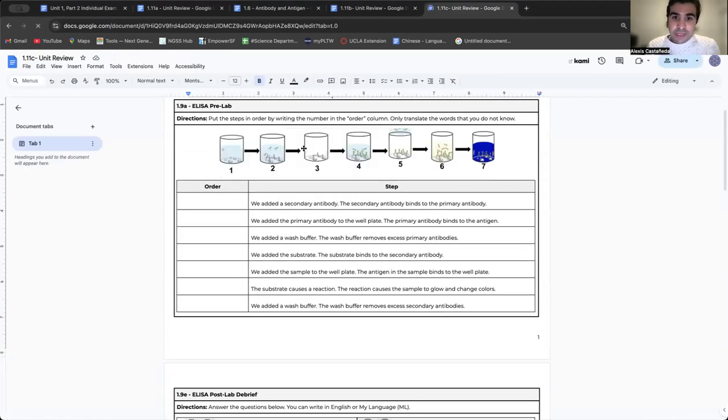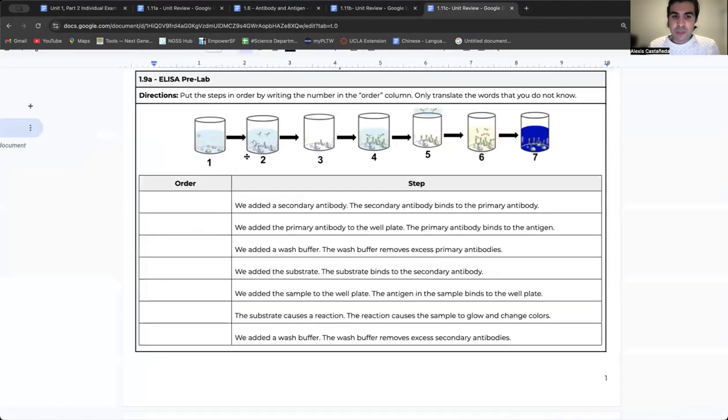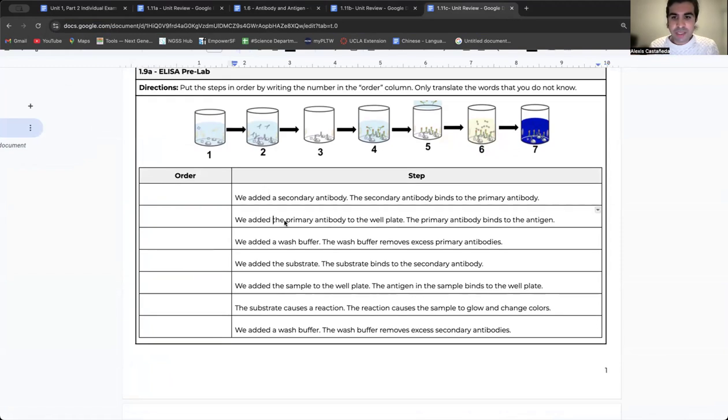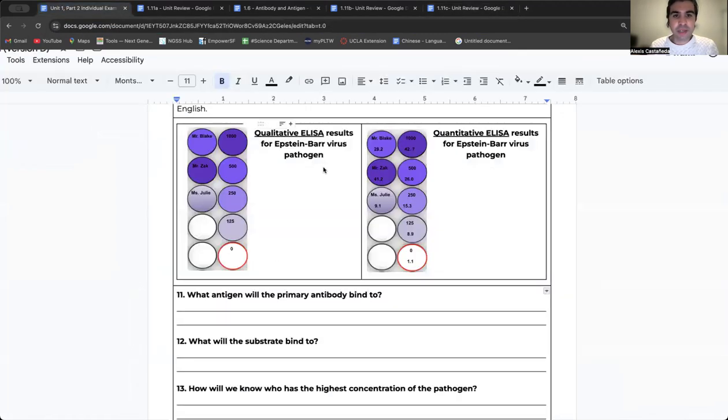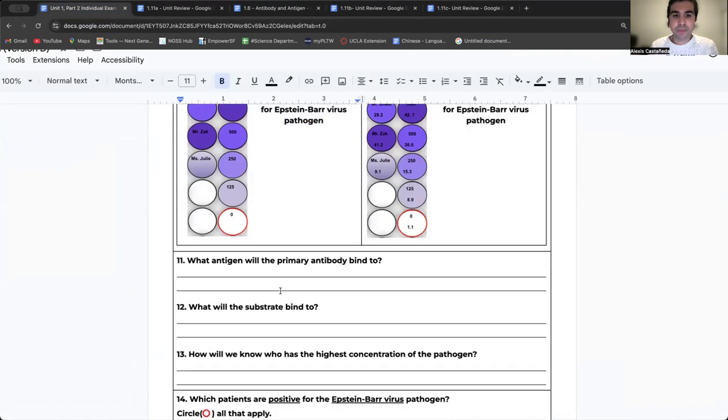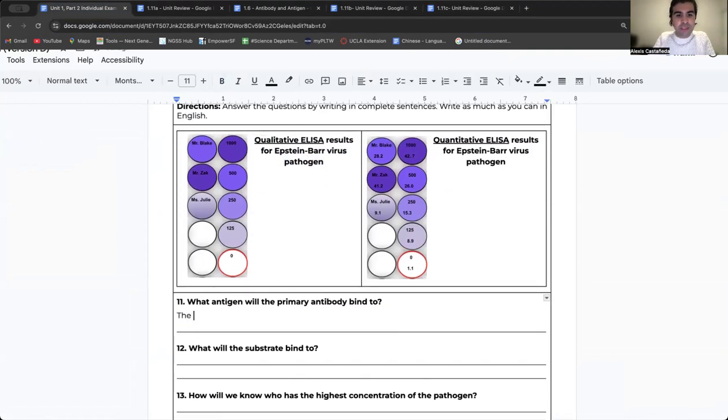So in the lab that we did together, we were looking at the Neisseria meningitidis pathogen. The purpose of our ELISA was for the primary antibody that we add to bind to the antigens for the Neisseria meningitidis pathogen. In this case, we are looking at a different pathogen, Epstein-Barr. So the primary antibody will bind to the antigen for the Epstein-Barr virus.